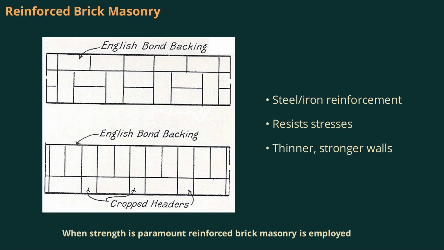And where strength is paramount, reinforced brick masonry is employed. This technique incorporates steel or iron reinforcement within the brickwork, enhancing its ability to resist tensile and shear stresses. Reinforced brickwork is ideal for structures on uneven soil, retaining walls, beams over openings, and seismic areas. The reinforcement, usually in the form of bars or mesh, is embedded in dense cement mortar, making the construction durable, fireproof, and economical. This method allows for thinner walls without compromising strength.